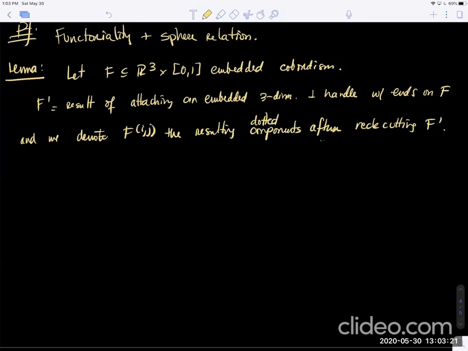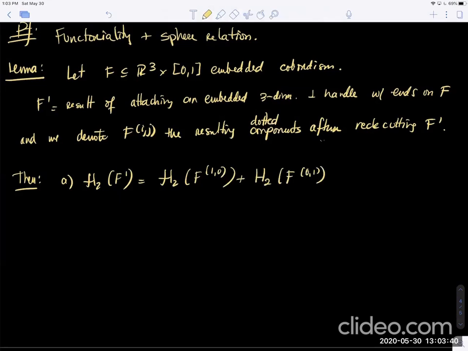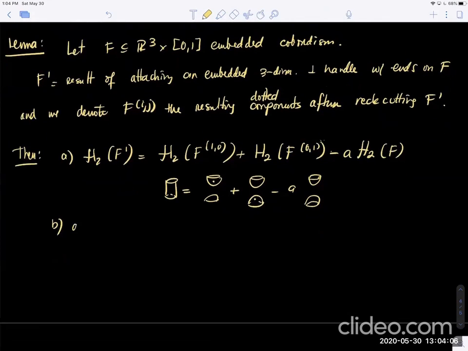Then we have that for SL2, H2 of F prime is really just going to be H2 of F10 plus H2 of F01 minus A of H2 of F. And just like in the previous lemma, this follows completely directly from the neck cutting relations and functoriality once again. I'm not going to write SL3, but it's analogous. I'm not writing it just because the equation is a bit longer, but it really is exactly the same thing.